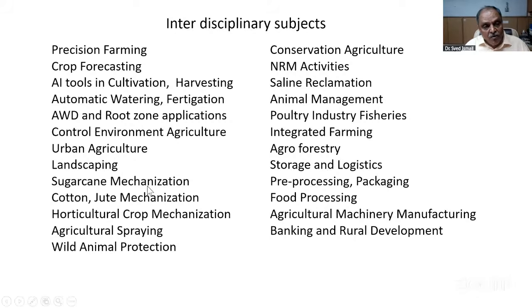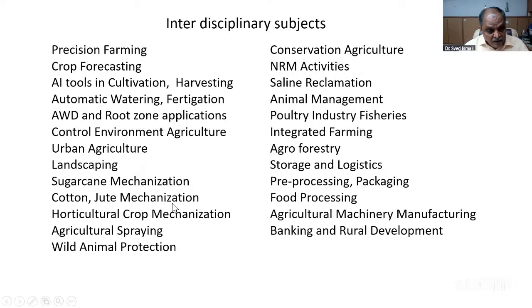For example, precision farming, crop forecasting, AI tools in cultivation, harvesting, automatic watering, fertigation, AWD, which is alternate wetting and drying, and root zone application. You youngsters may not be aware, but all these things are available already, tested, time tested, but most of them are not yet implemented. Controlled environment agriculture, that is polyhouses, is partly successful, not much. Urban agriculture is another new one. Landscaping is very important, and missing.